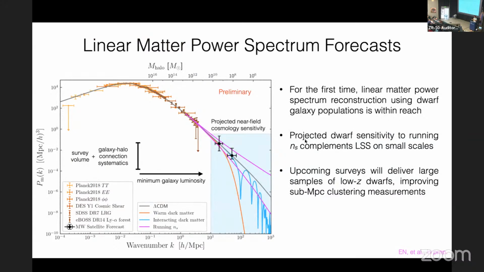The projected sensitivity of this analysis to running of the scalar spectral index complements large-scale structure. Upcoming surveys are going to be delivering the data needed to do this inference, so again, I think we have to do this work. Just to help you think about this space, roughly the minimum luminosity of a galaxy that a survey probes sets the wave number of this constraint on the linear power. The size of the error bar is a combination of the survey volume and the galaxy-halo connection systematics. Obviously, at the moment we're in the small number statistics regime, but as I said, this will change. So the challenge is on us modelers to understand the galaxy-halo connection sufficiently well.